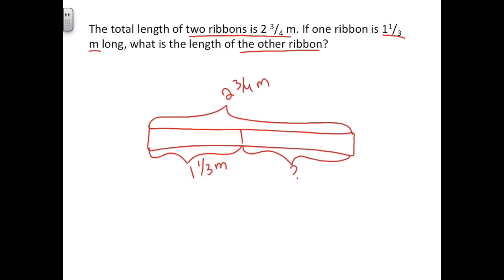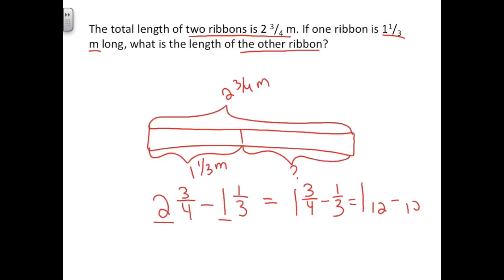So you can see through drawing it out, or if you highlighted the important words, that we need to subtract in order to solve. So I'm going to take my total of 2 3/4 meters, and I'm going to subtract the one ribbon, 1 1/3 meters. I'll subtract my whole numbers. 2 minus 1 is 1. Rewrite the fraction parts. Now I'm going to rewrite it with a common denominator, which is 12. My first one is now going to change to 9/12. The second fraction changes to 4/12.